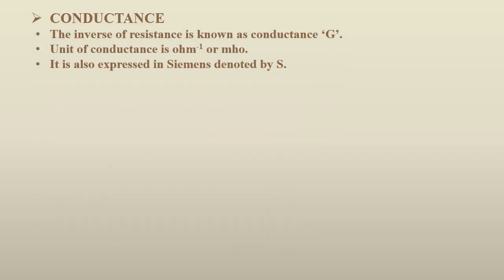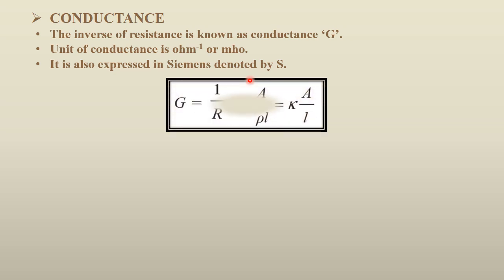Next comes the conductance. The inverse of resistance is known as conductance. That is, conductance G equals 1 upon R. Hence, its unit will be ohm inverse or mho. This mho is also termed Siemens, as it was given by the scientist Siemens. It is denoted by capital S.